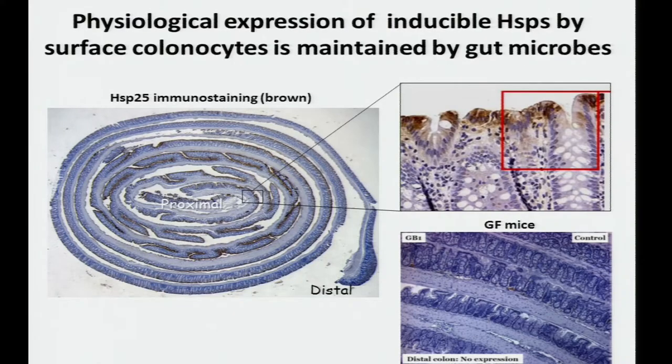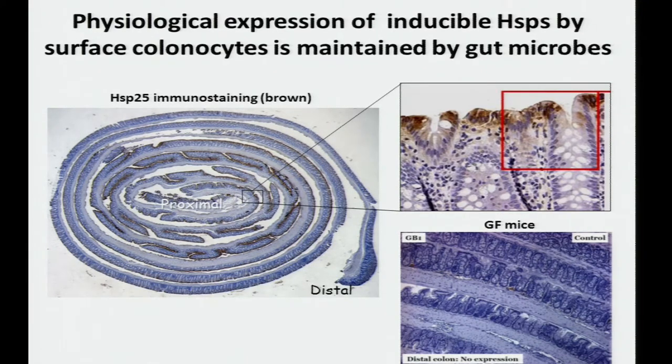Now, one of my favorite examples, and I think a very good example of host-microbe interaction, is the induction of heat shock proteins. Heat shock proteins are highly conserved proteins, and in the gut, they're physiologically expressed in two regions of the GI tract. One is the stomach, and the other is the colon. And I don't think that that's by chance. These are the two most hostile areas of the gastrointestinal tract. And as I will show you, these heat shock proteins are absolutely essential for maintenance of intestinal homeostasis.